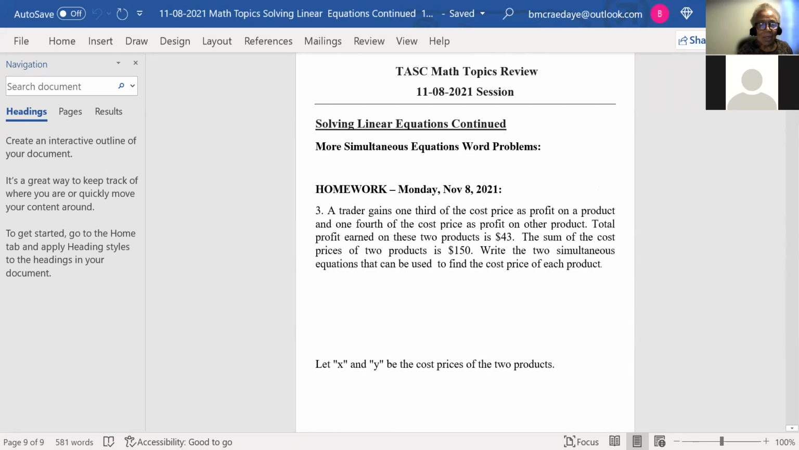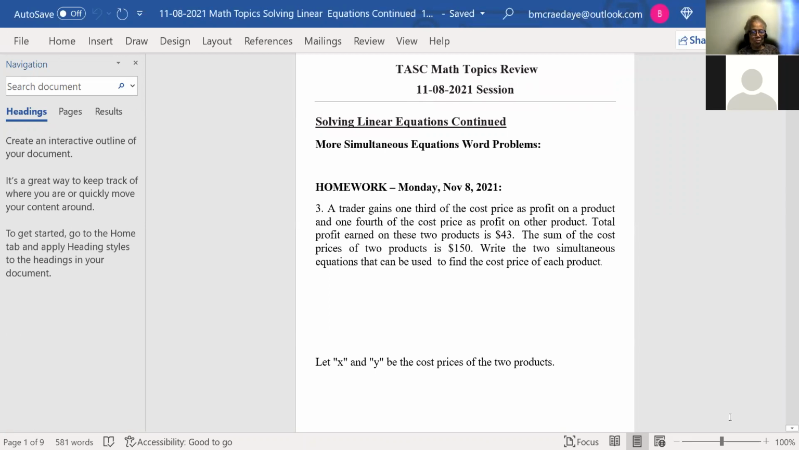All right. You did number 3? No. Okay, all right. Let's look at number 3. A trader gains 1/3 of the cost price as profit on a product and 1/4 of the cost price as profit on another product. The total profit earned on these 2 products is $43. The sum of the cost prices of the 2 products is $150. Now, your task was to write 2 simultaneous equations to show this, right?